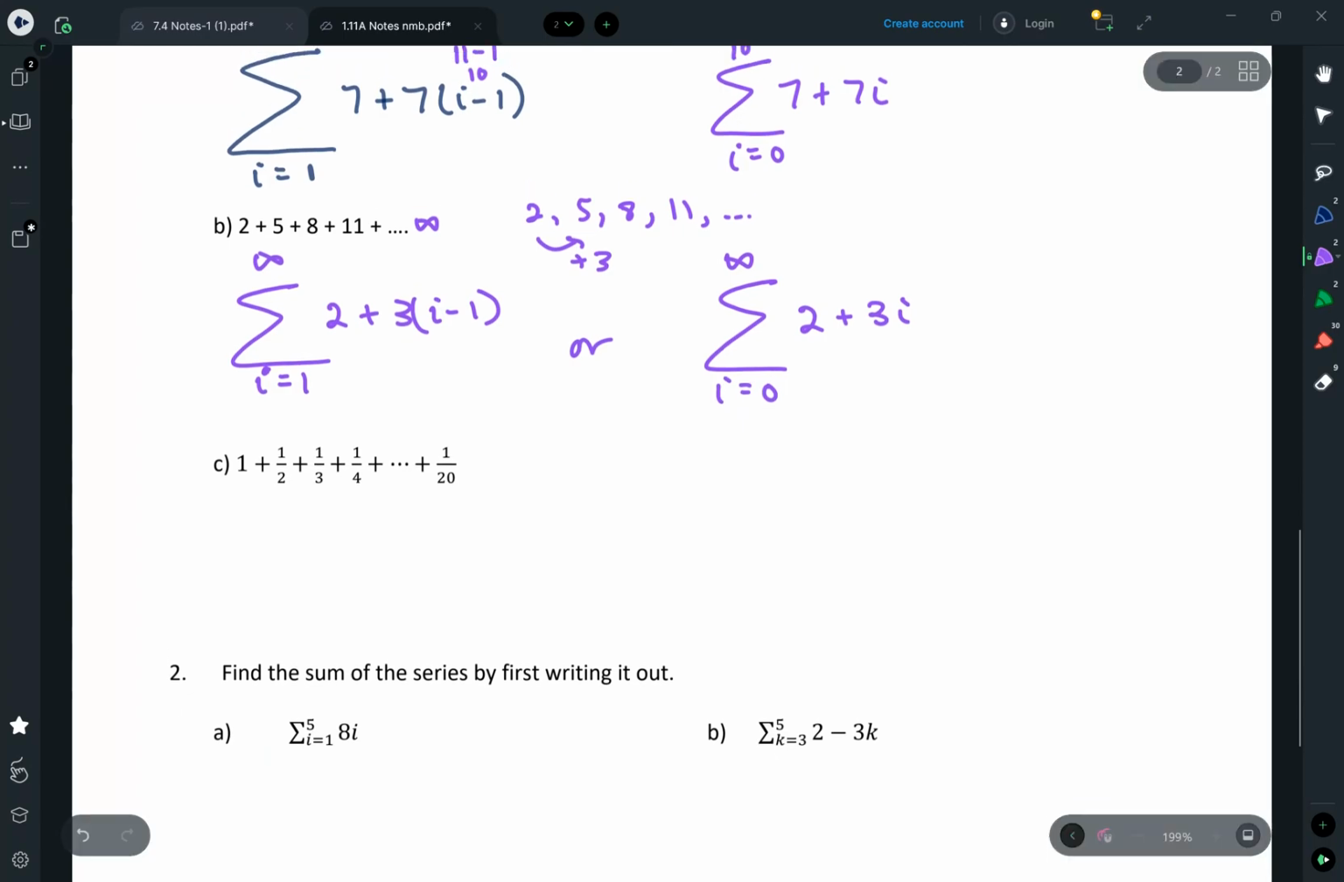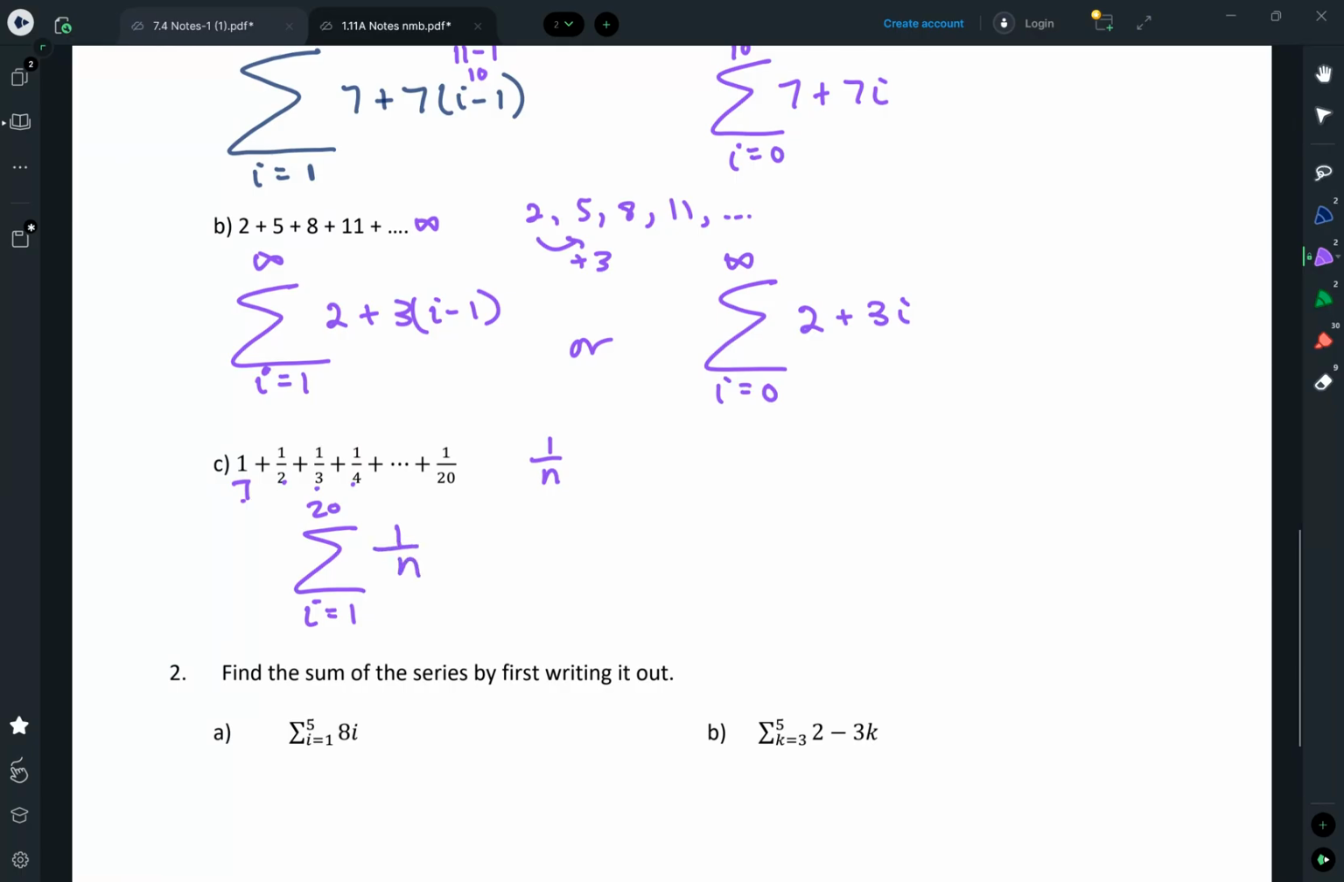All right, next one starts with 1 over 1, ends with 1 over 20. So let's think: our first term is 1 over 1, second term is 1 over 2, 1 over 3, 1 over 4. So it's really like a 1 over n thing. Whatever my step number is, whatever my term number is, that's the number in my denominator. So this one I definitely want to start at 1. It's going to be easier to write. So I'm starting at 1, and I'm going up to 20, and I'm adding 1 over n over and over again. Oh, except it's not n, it needs to be i. Gotta make sure that those letters match there.